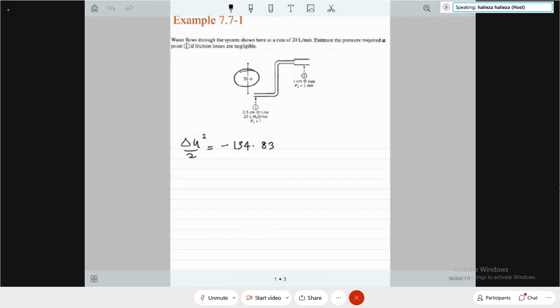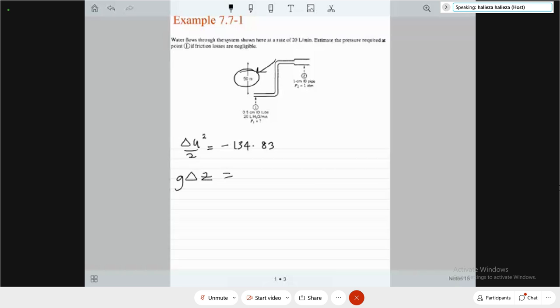So the height is different from your textbook. The same problem from your textbook. The answer is 490. The answer is 490. Why 490? Because of this height.